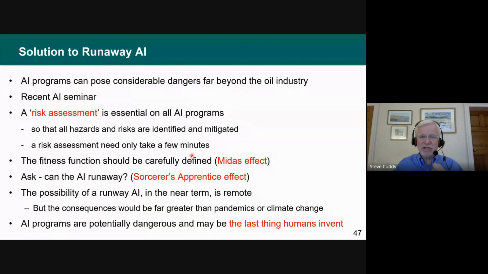So next time in a presentation on AI, ask, have you done a risk assessment? You could ask, can it run away, like the sorcerer's apprentice effect? Can it climb out of the box? It only takes a few moments to speak to the software engineer. He says, well, that's impossible. But then again, maybe the next generation could do that. Because the consequences of runaway AI would be far greater than a pandemic or climate change. So all AI programs are potentially dangerous and maybe the last thing that humans invent.